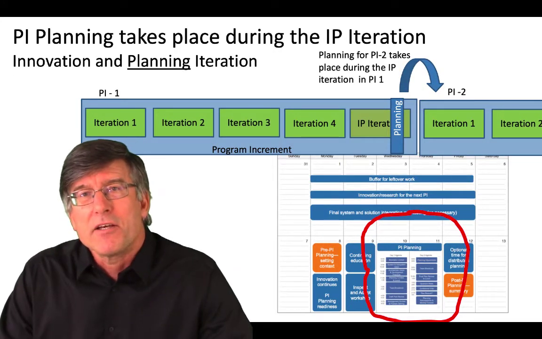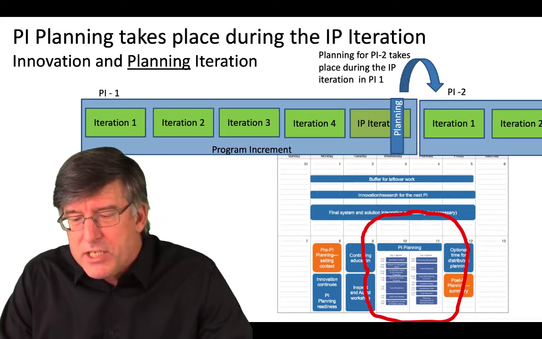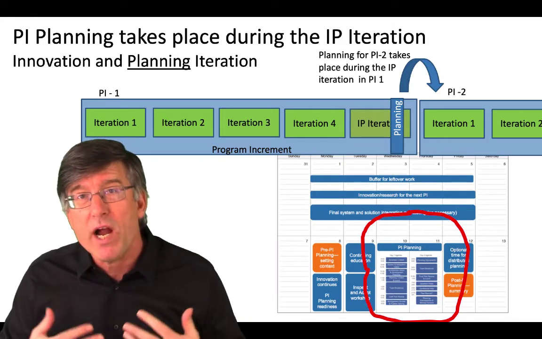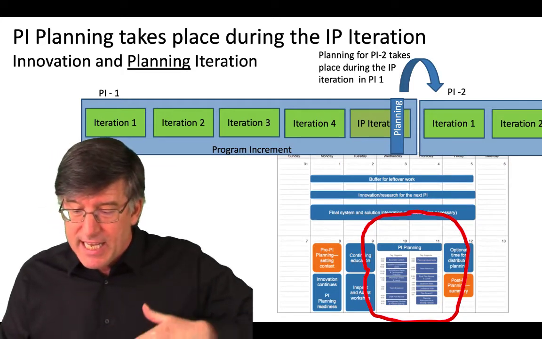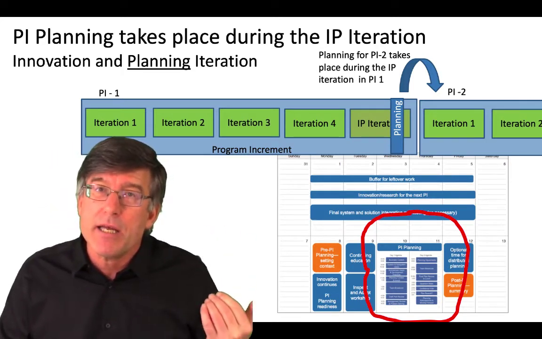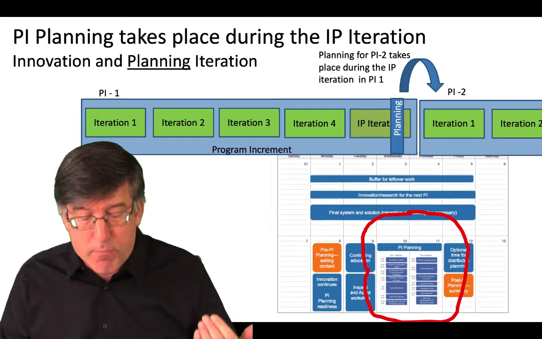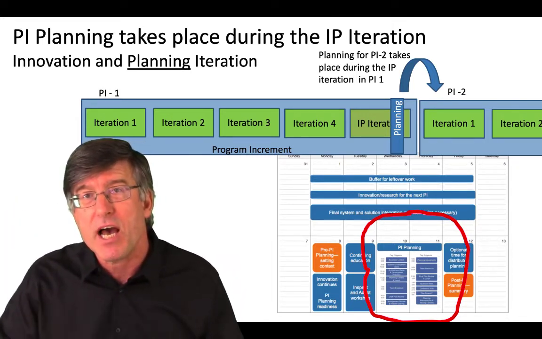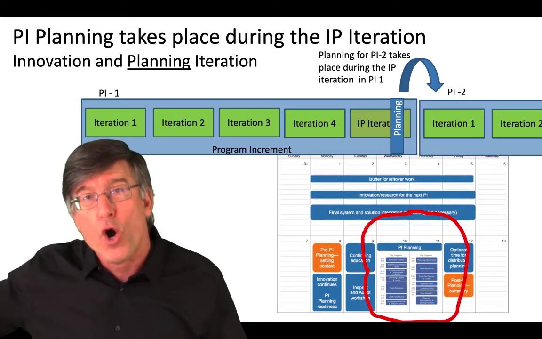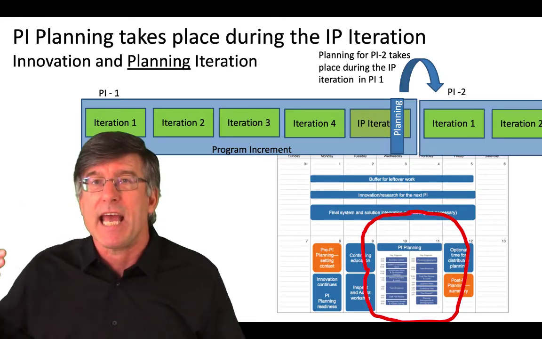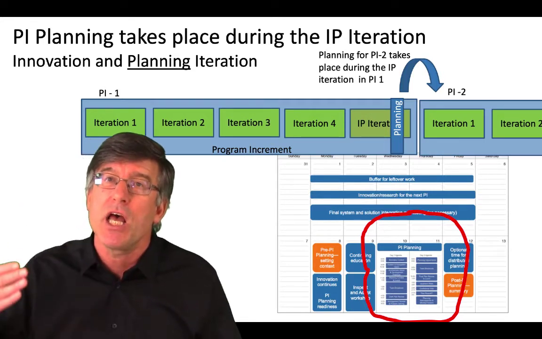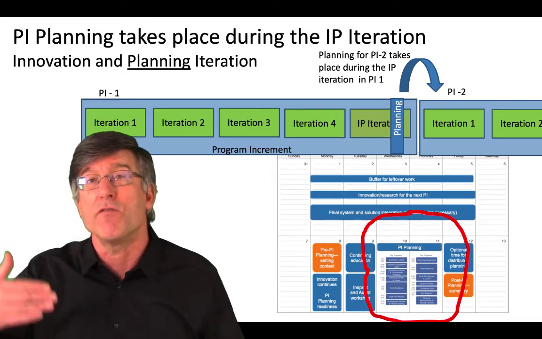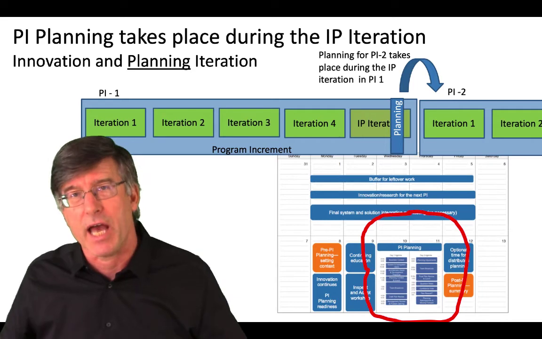PI planning takes place during the IP iteration. So typically what is going to be happening is that during the IP iteration of, say here, PI 1, you're going to be doing the 2-day PI planning event for PI 2. In the IP iteration of PI 2, you will be doing the 2-day planning event for PI 3 and ad infinitum.